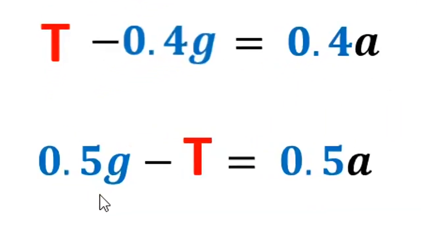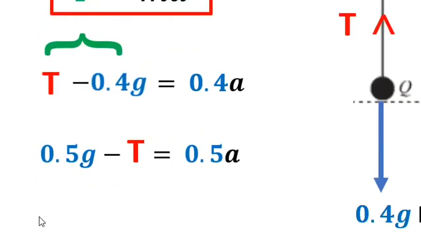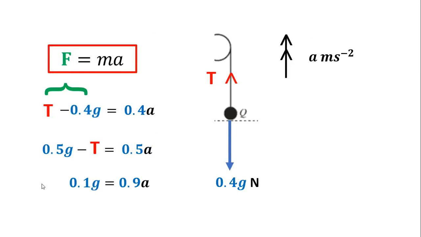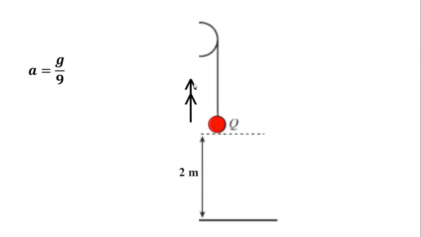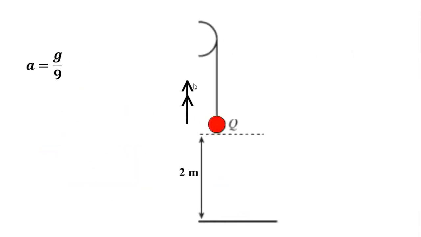Now from here, it's simple to work out the acceleration first. Simply by adding the equations together, we can eliminate T, and then solving gives a equals g over 9, and substituting that in implies that T equals 4g over 9. Okay, now from here, we are going to look at the subsequent motion of Q, because the string breaks.